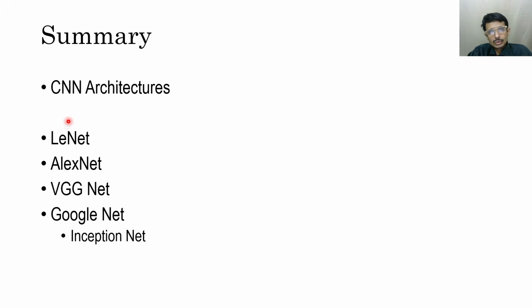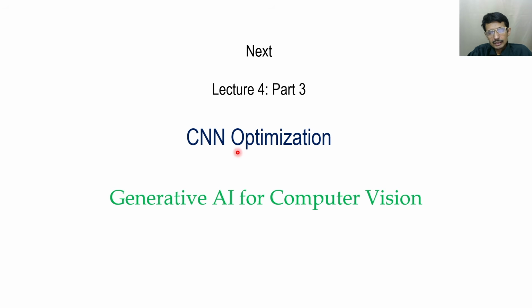So in summary, in this lecture, we described different CNN architectures. We started with LeNet, then discussed AlexNet, VGGNet, and GoogleNet one by one. In the next lecture, we are going to cover CNN optimization, where we will see how the vanishing gradient problem can be handled in deeper networks.